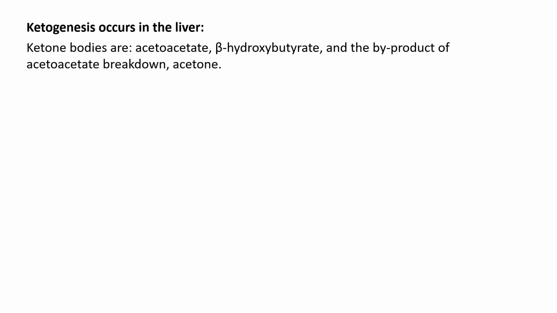So what does all this mean in terms of ketoacidosis? Ketoacidosis starts with ketosis, the creation of ketone bodies. Ketogenesis, the creation of ketone bodies, occurs in the liver. Now, ketone bodies are acetoacetate, beta-hydroxybutyrate, and the byproduct of acetoacetate breakdown, which is acetone.